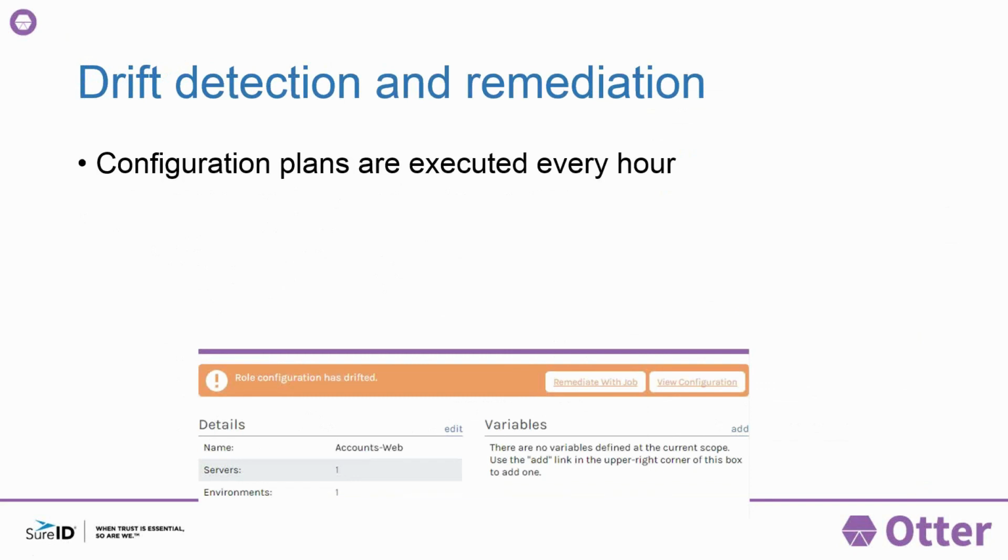Drift detection and remediation. As I mentioned, configuration plans are executed every hour. There are two phases: a collection phase and a configure phase. I think this is a fairly standard thing within things like DSC and desired state types of configuration.